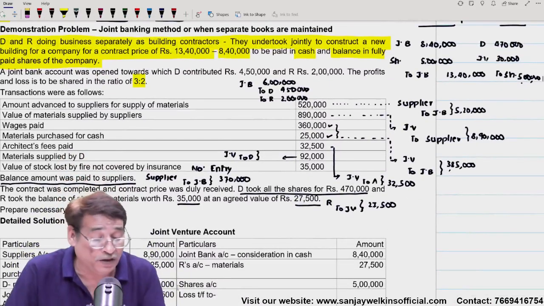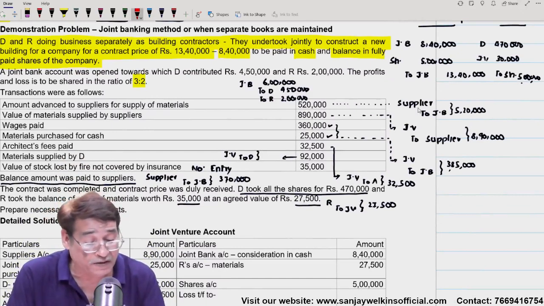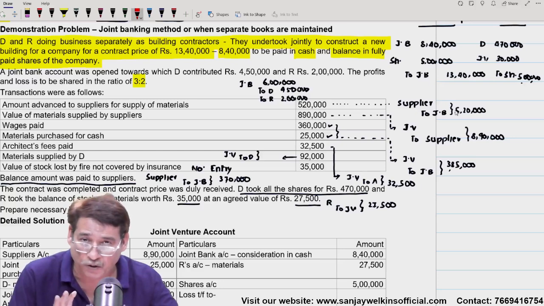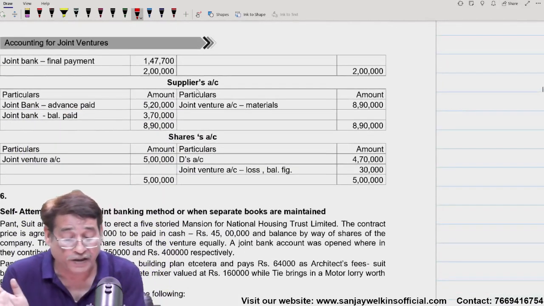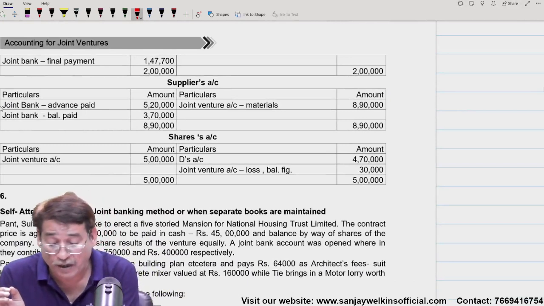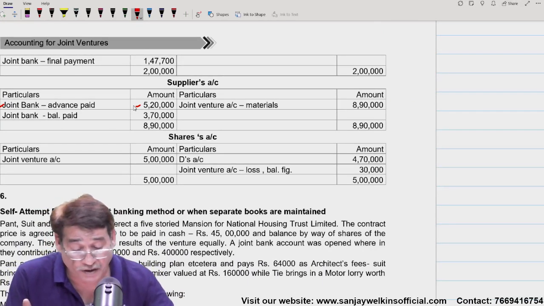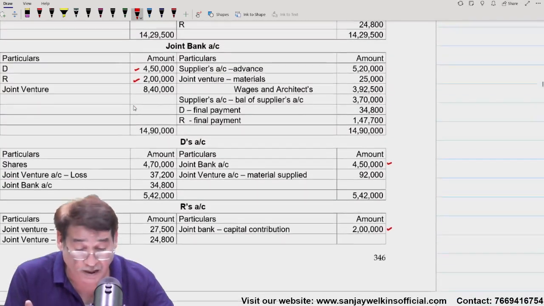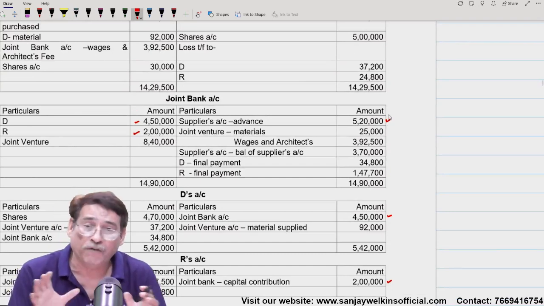Then we have written the entry. After this, we wrote the entry amount advanced to supplier. So we wrote the entry supplier account debit to joint bank account. We will prepare a supplier account. In this supplier account, I will write to joint bank 5,20,000. And in the joint bank account, I will write by supplier advance payment 5,20,000.